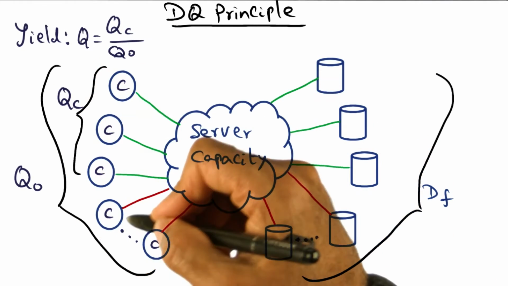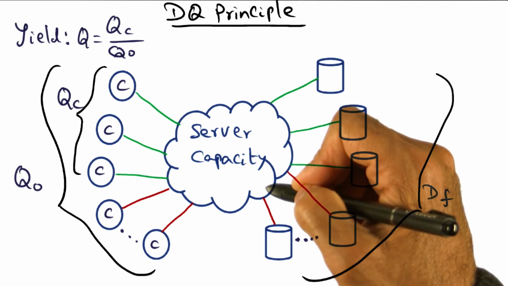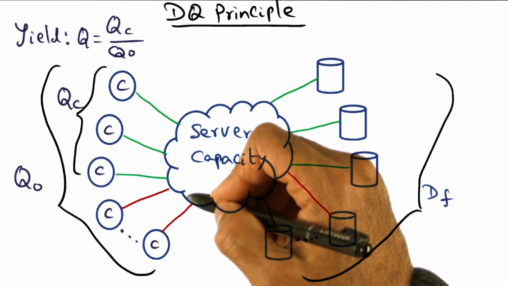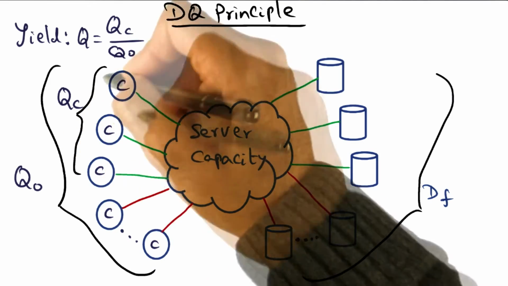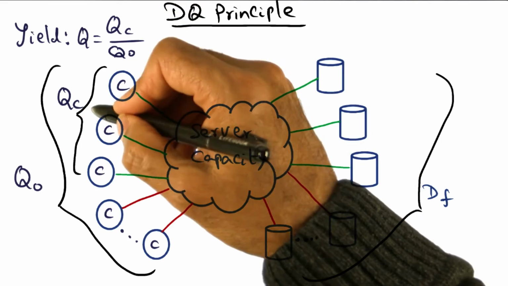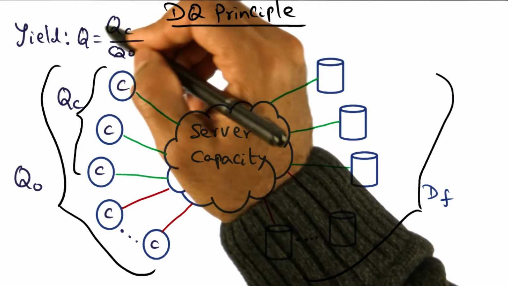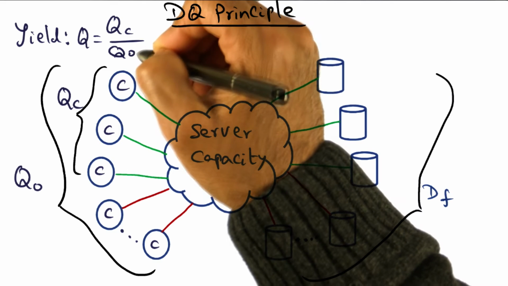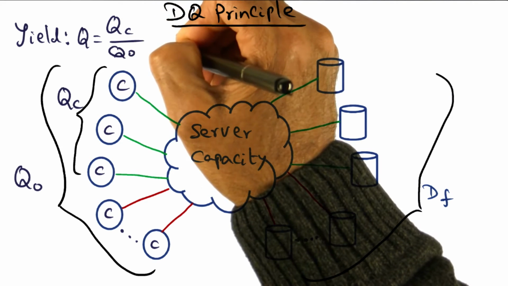Even though the offered load is Q0, maybe the server could only manage to serve a portion of these incoming requests. And that portion of the incoming requests that is completed by the server is QC. These are the completed requests. We define the yield Q as the ratio QC over Q0, that is, the ratio of completed requests to the offered load.